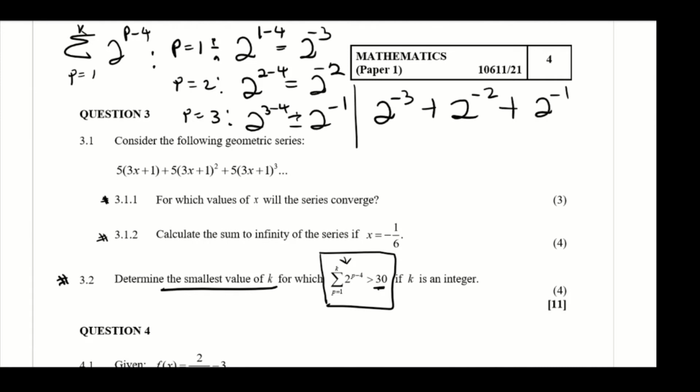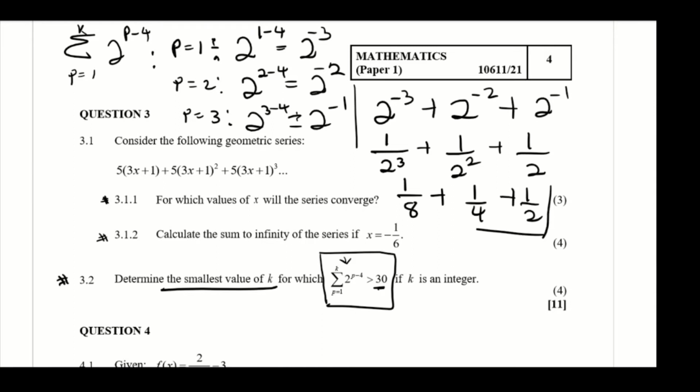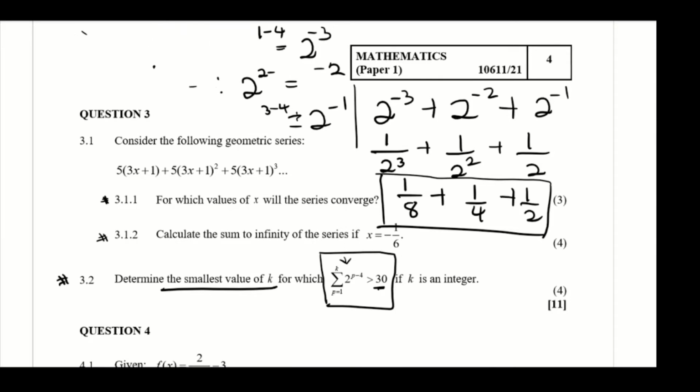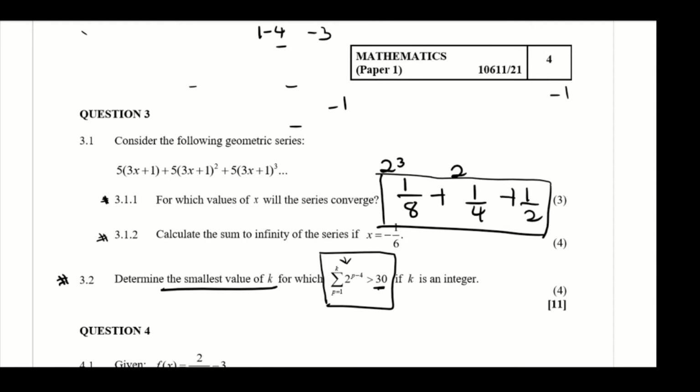If someone wants to write it in fraction form, it's going to be 1 over 2 to the power 3 plus 1 over 2 to the power 2 plus 1 over 2. And someone may want to simplify it further: 1 over 8 plus 1 over 4 plus 1 over 2. So this is your series, right? And we want to find the value of k. So now we have our series.